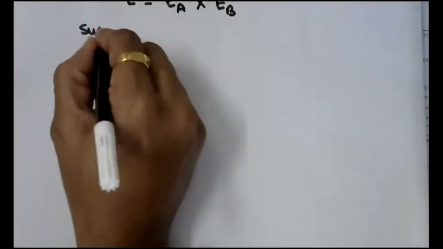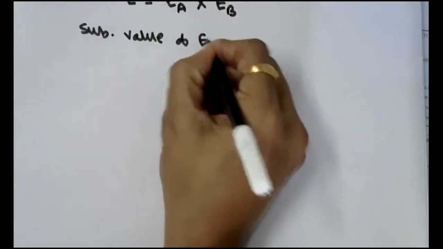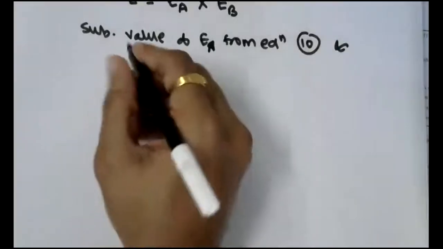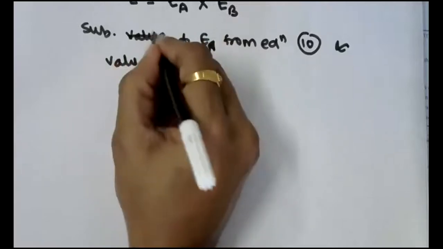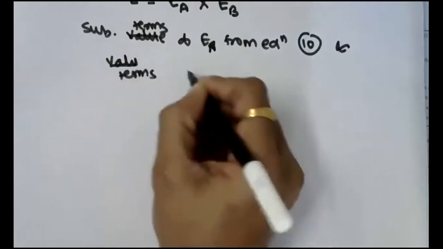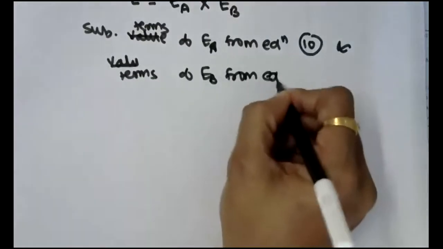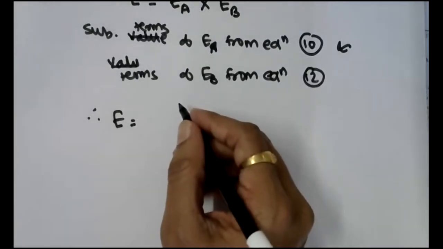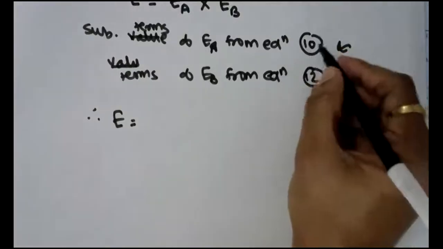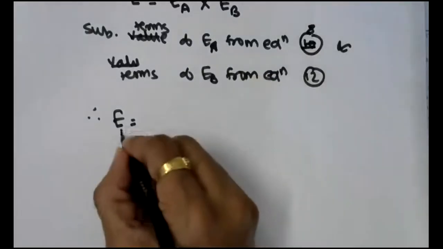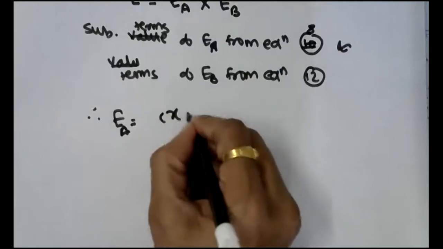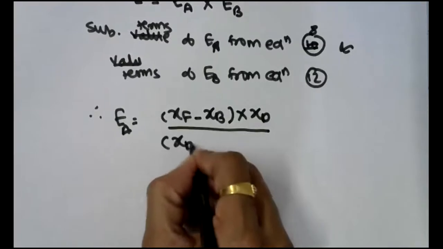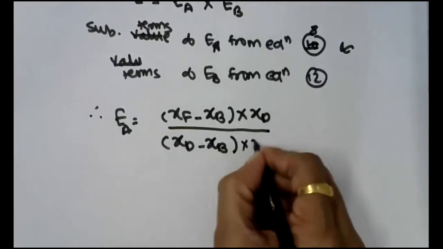So substitute the value of EA from equation 10 and the terms of EB from equation 12. Therefore, E is equal to, I think it's not equation 10, it's equation 8. So EA is equal to XF minus XD multiplied by XD divided by XD minus XB multiplied by XF.